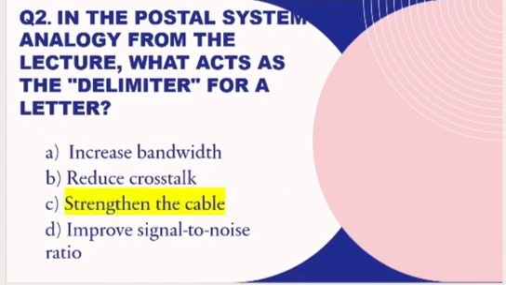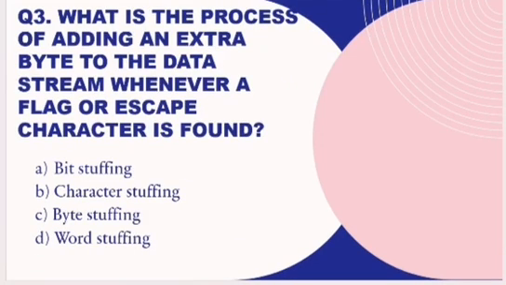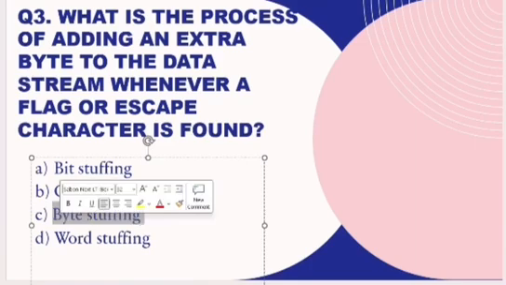I hope you all have guessed the answer right. Moving on to the next question. What is the process of adding an extra byte to the data stream whenever a flag or escape character is found? Option A, bit stuffing. Option B, character stuffing. Option C, byte stuffing. Option D, word stuffing. So the correct answer is option number C, byte stuffing.